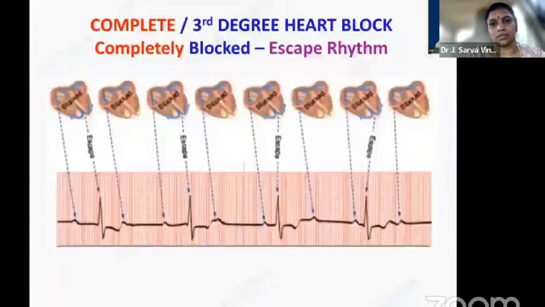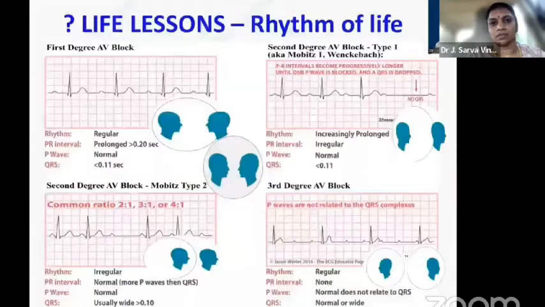So what happens in complete heart block? The impulses from the atria are completely blocked. They are not going to the ventricles at all. And then how does the QRS originate? It originates because of an escape rhythm. Depending upon where the escape rhythm originates, the QRS complex can be narrow or wide.